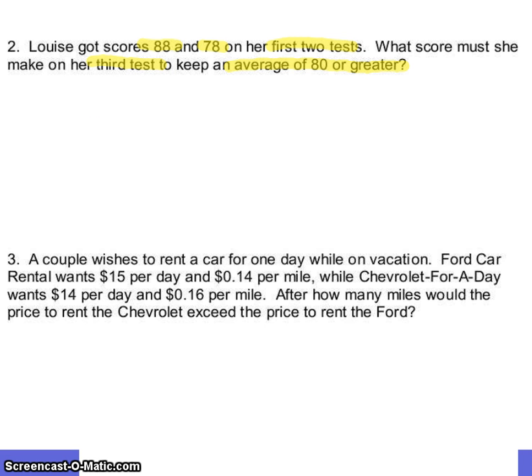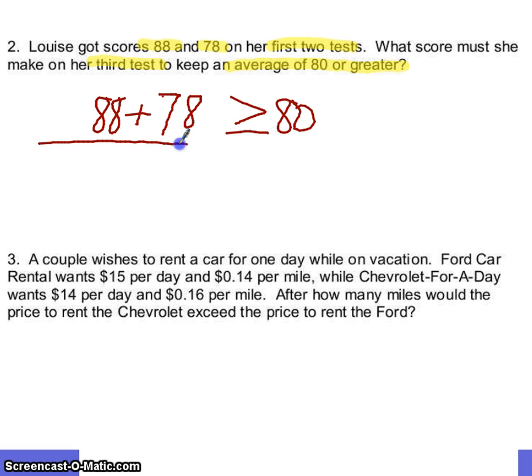So I know that she made an 88 and that she made a 78. And I know that she wants to keep an average of 80 or greater, so greater than or equal to 80. Now, because it's an average, I know these two numbers are going to have to be divided by something. Because the total number of tests she's going to take is 3, I'm going to have to divide by 3. But I still have to take into account that third test, so I would add that to both of those.